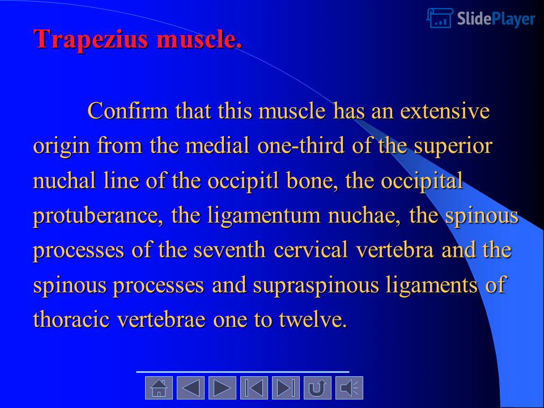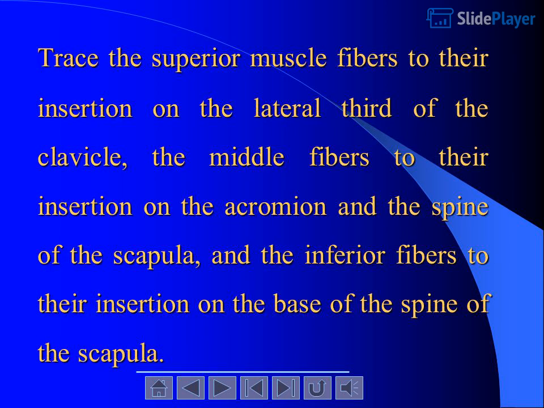Trapezius muscle. Confirm that this muscle has an extensive origin from the medial third of the superior nuchal line of the occipital bone, the occipital protuberance, the ligamentum nuchae, the spinous processes of the 7th cervical vertebra and the spinous processes and supraspinous ligaments of thoracic vertebrae 1 to 12. Trace the superior muscle fibers to their insertion on the lateral third of the clavicle, the middle fibers to their insertion on the acromion and the spine of the scapula, and the inferior fibers to their insertion on the base of the spine of the scapula.